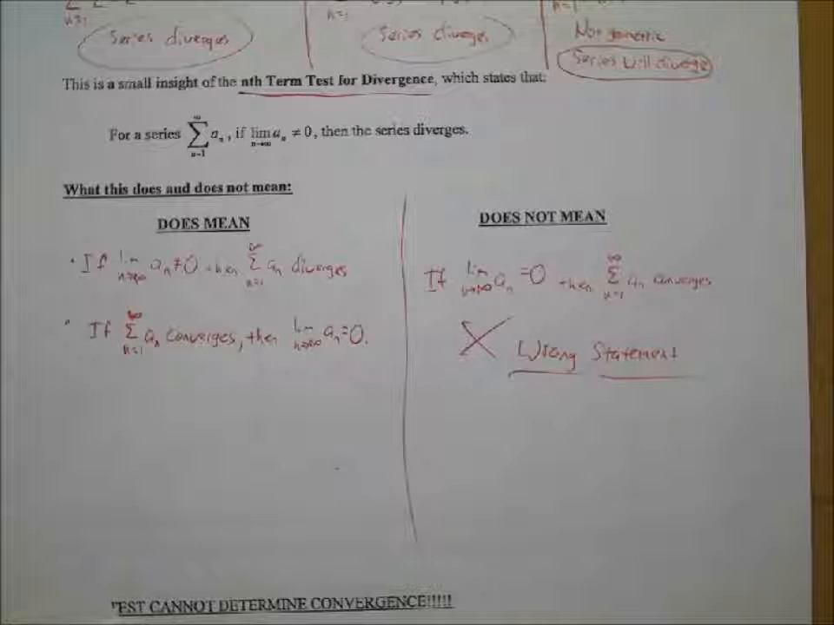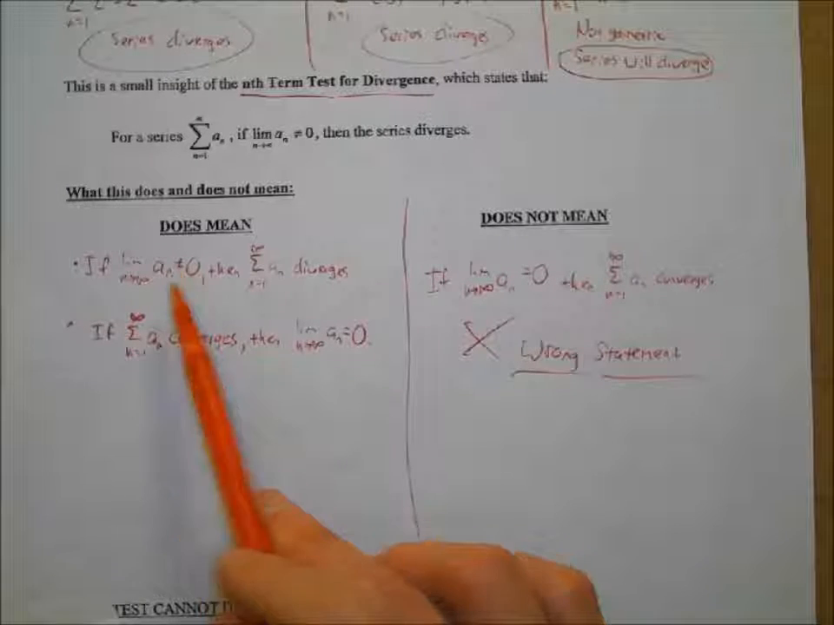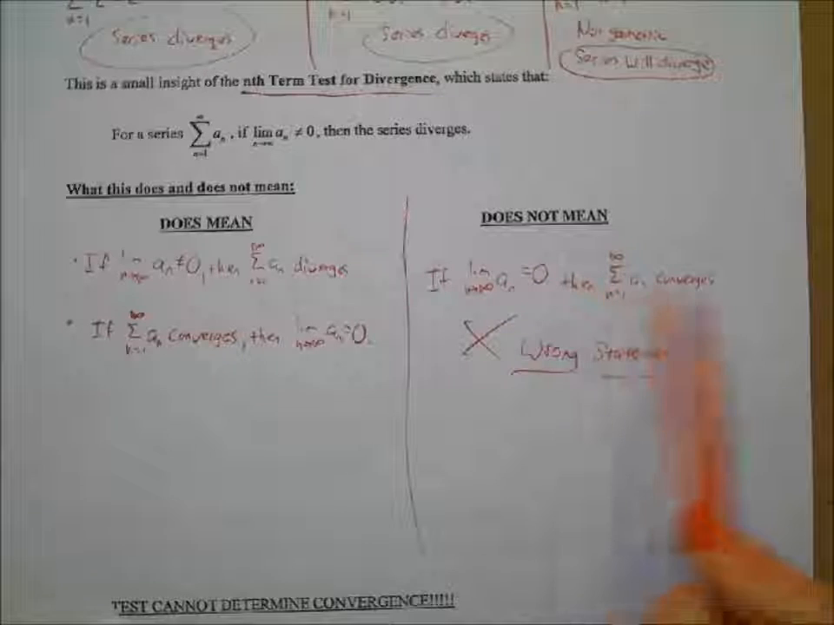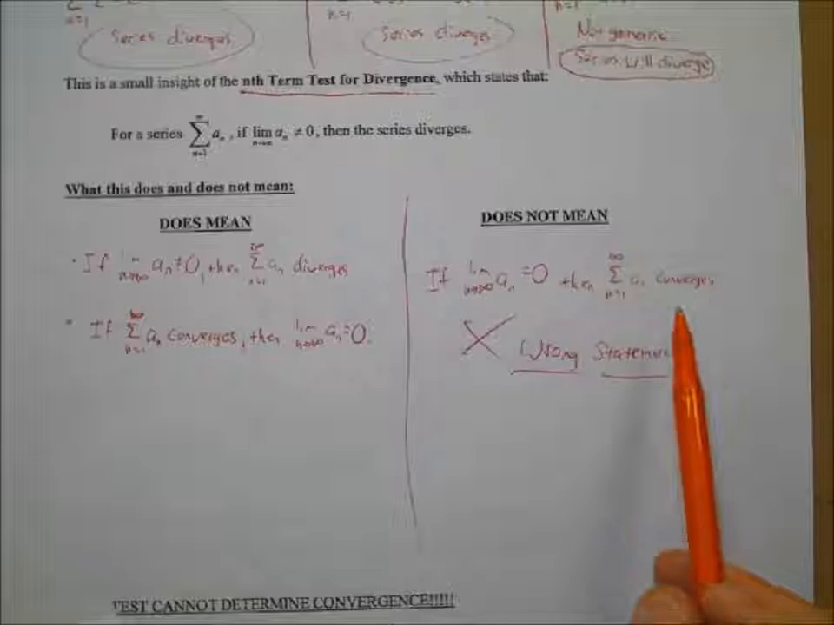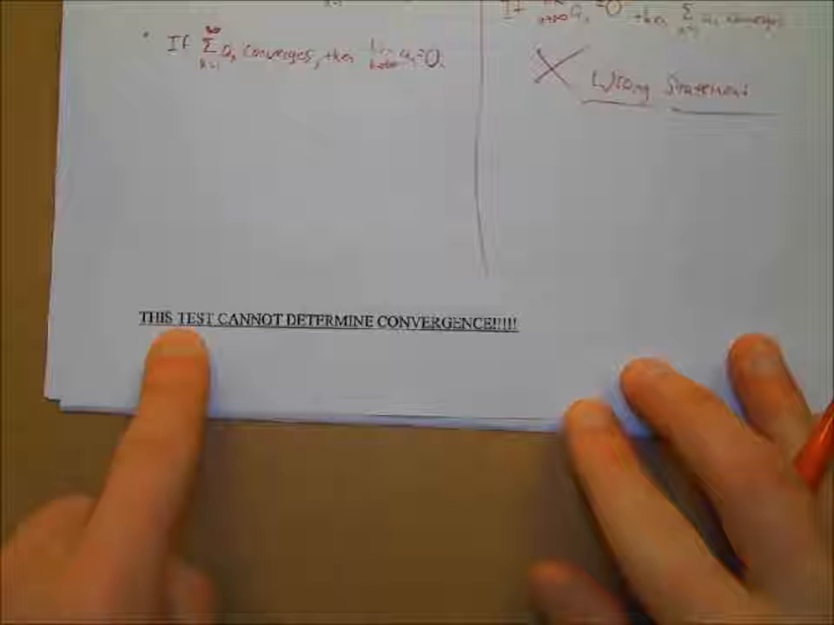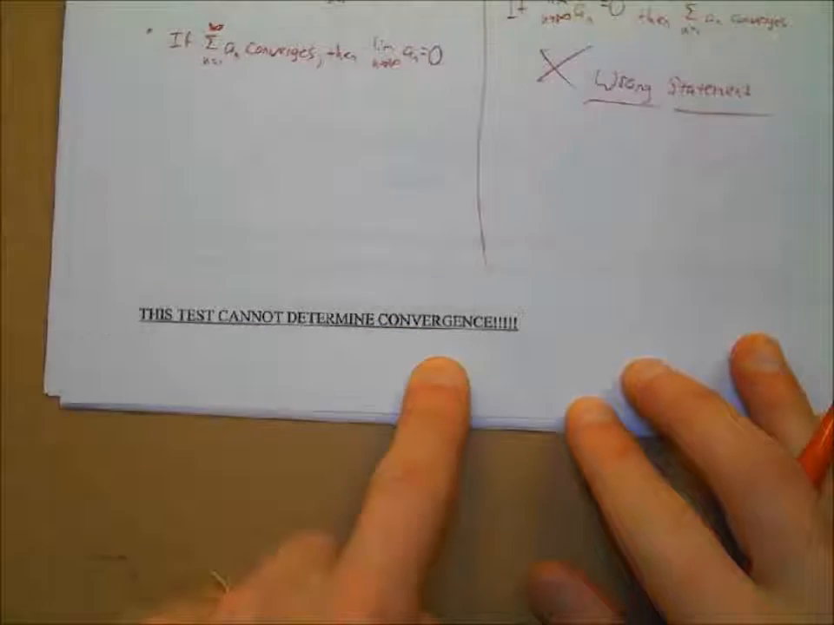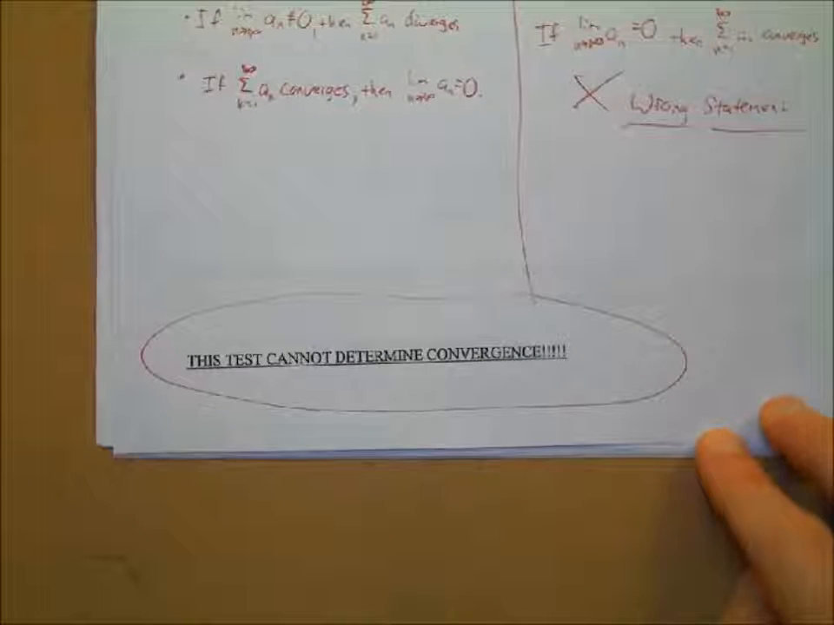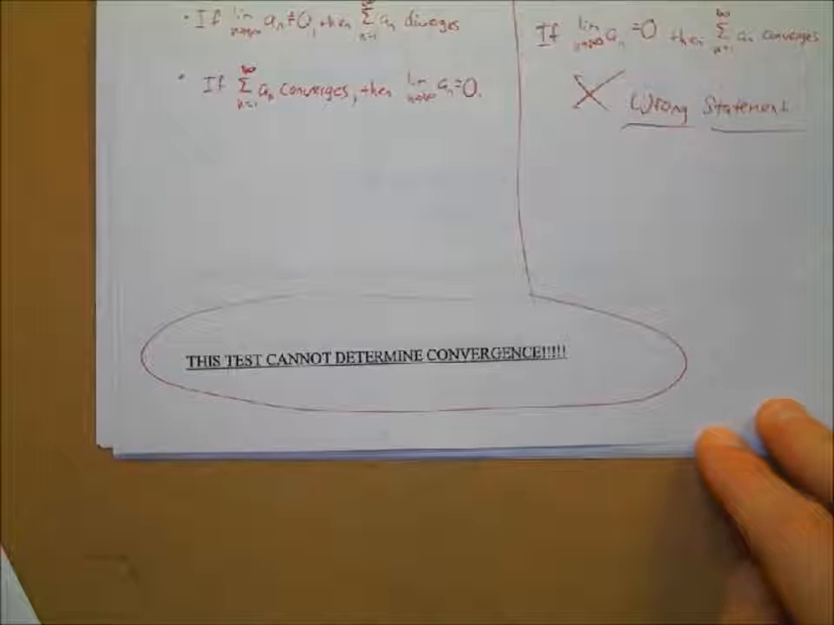So not equal to 0 for the sequence guarantees divergence. Equal to 0 for the sequence may show convergence, but may still diverge. So that's why we want to be careful there. This test cannot determine convergence. It's inconclusive if the limit as n approaches infinity of a sub n is equal to 0. That's the best we can say.